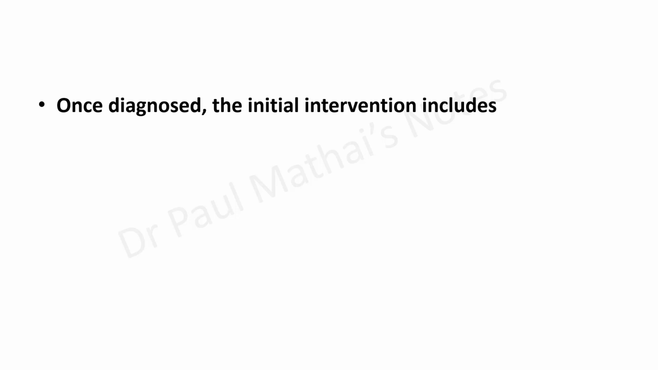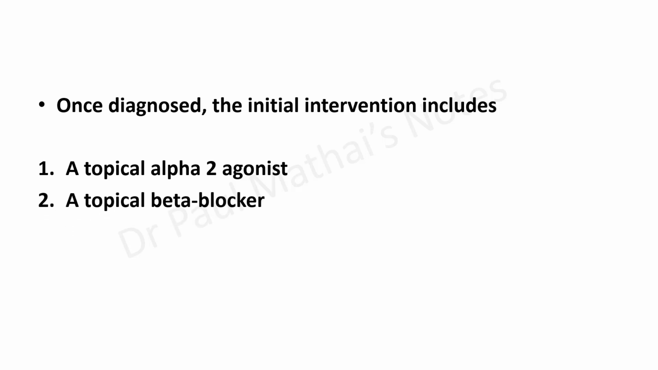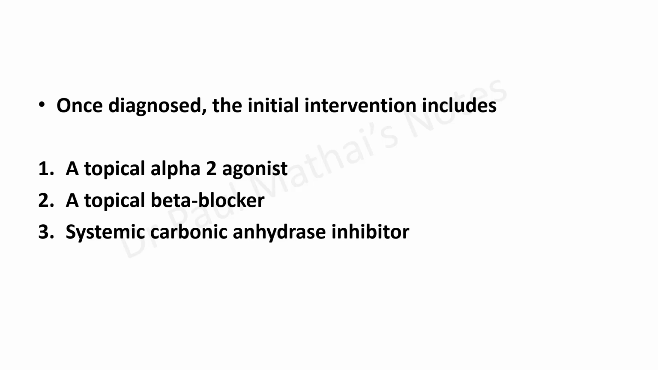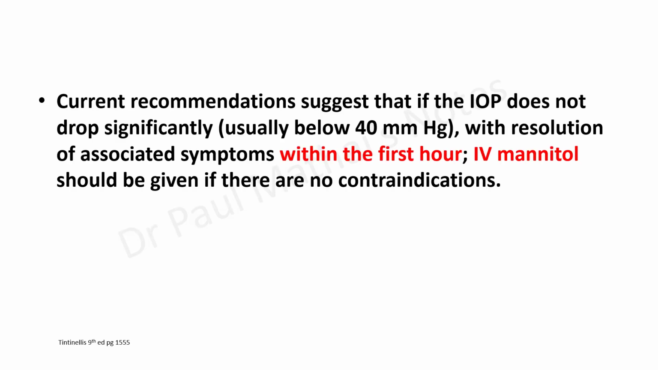Once diagnosed, the initial intervention includes the administration of a topical alpha-2 agonist, a topical beta blocker, and a systemic carbonic anhydrase inhibitor. Now, if the intraocular pressure does not drop significantly with resolution of associated symptoms within 1 hour of administering these drugs, IV mannitol should be given if there are no contraindications.